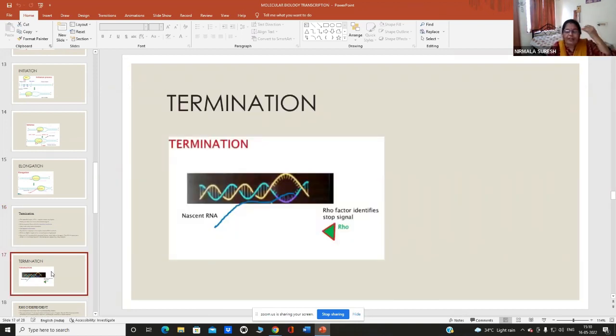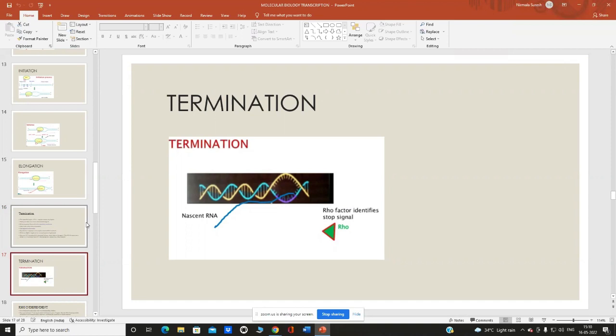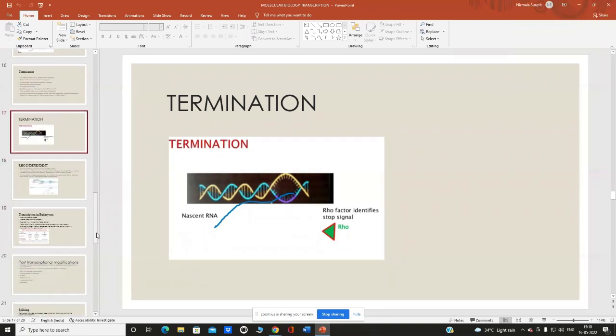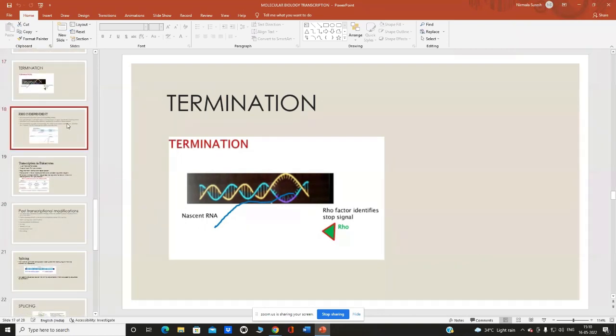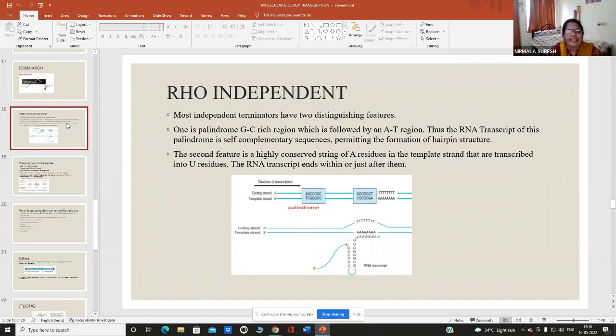Always use color chalks for the coding strand and the template strand. Use a color chalk for the mRNA, the nascent mRNA. This is rho independent, not needed for the children.